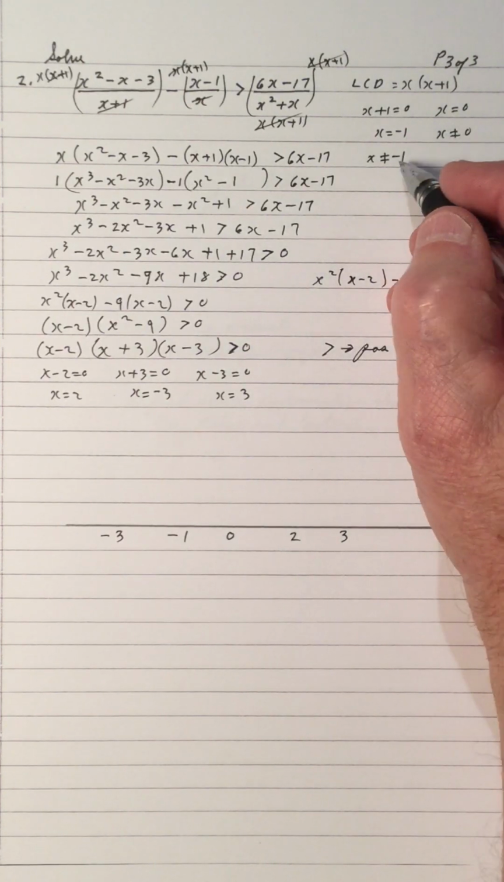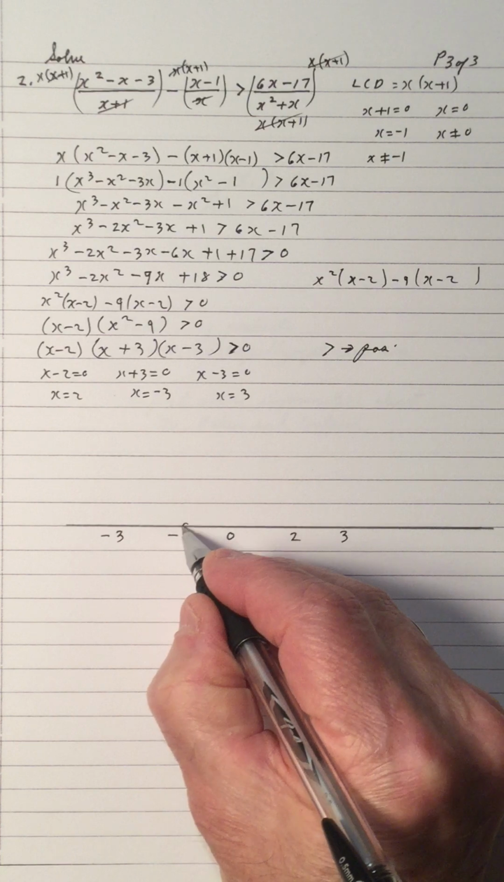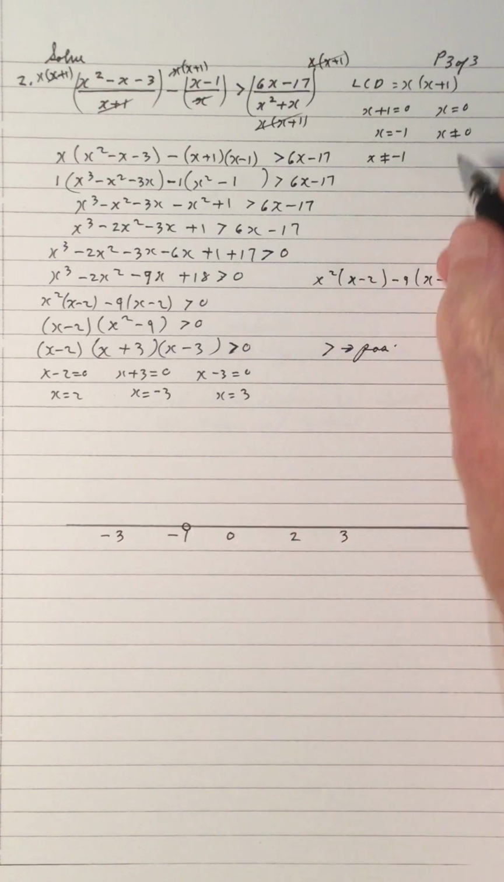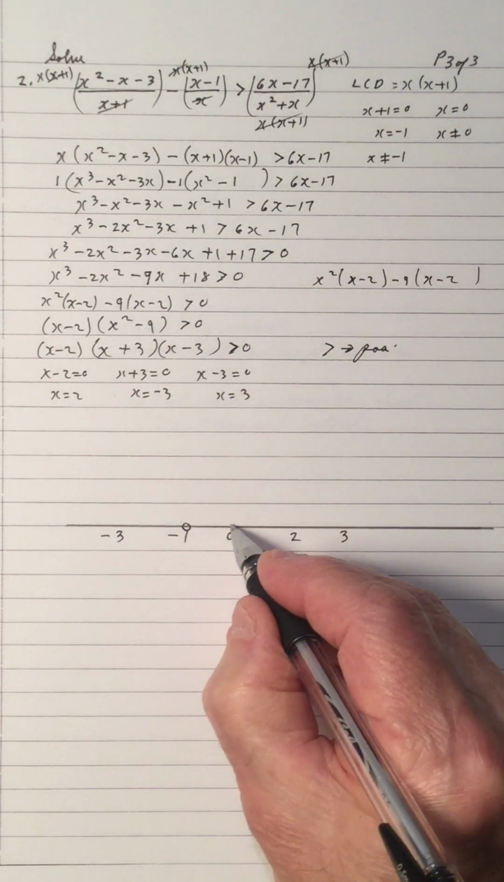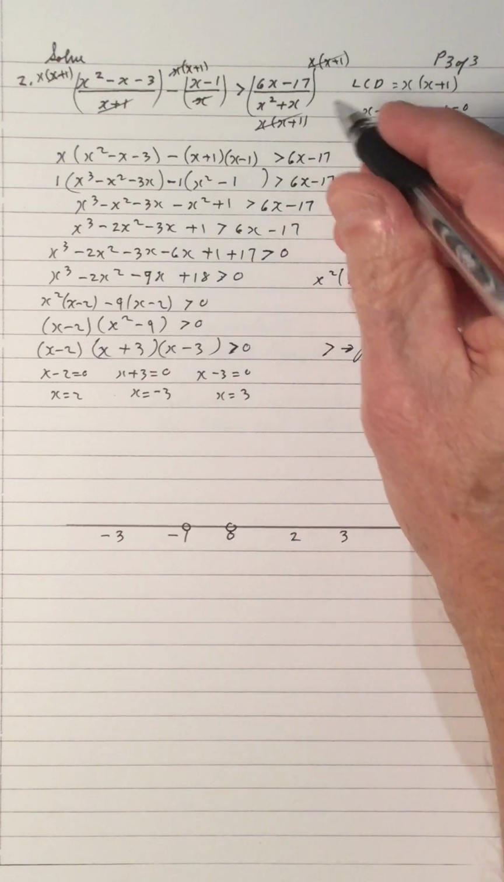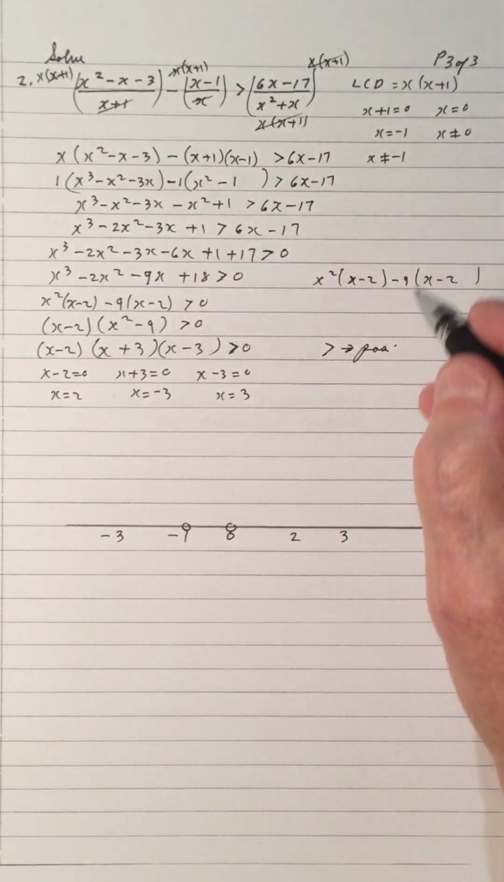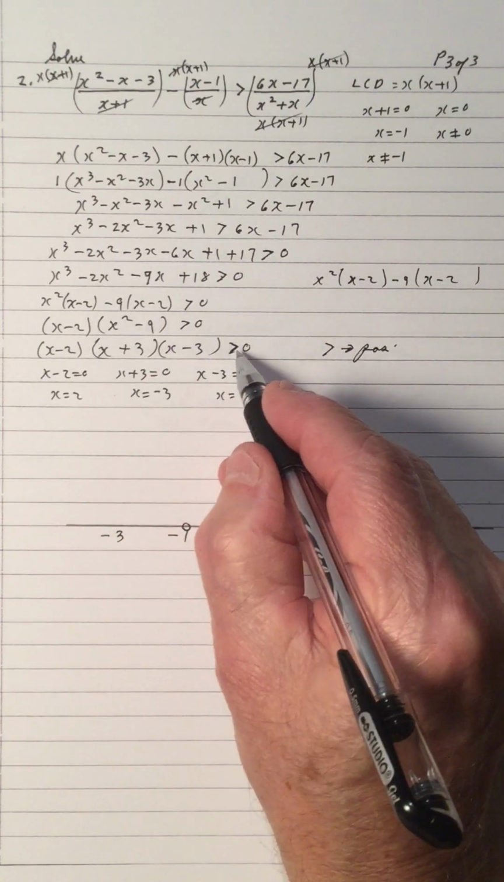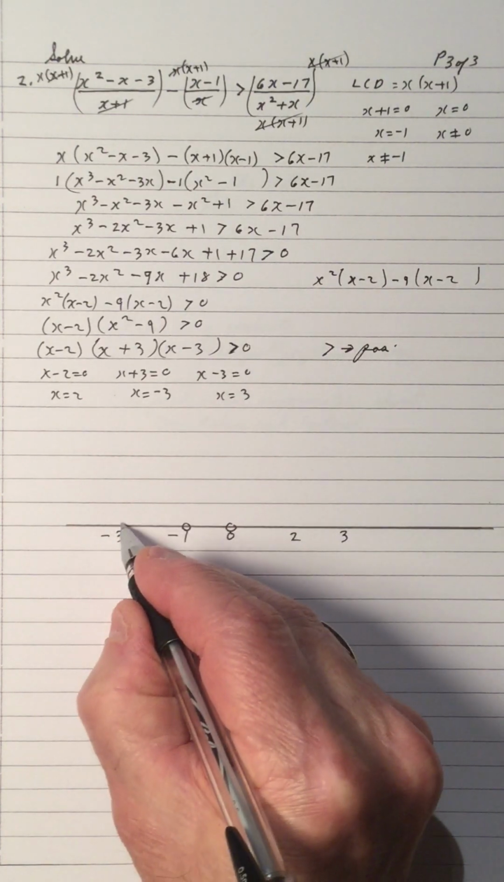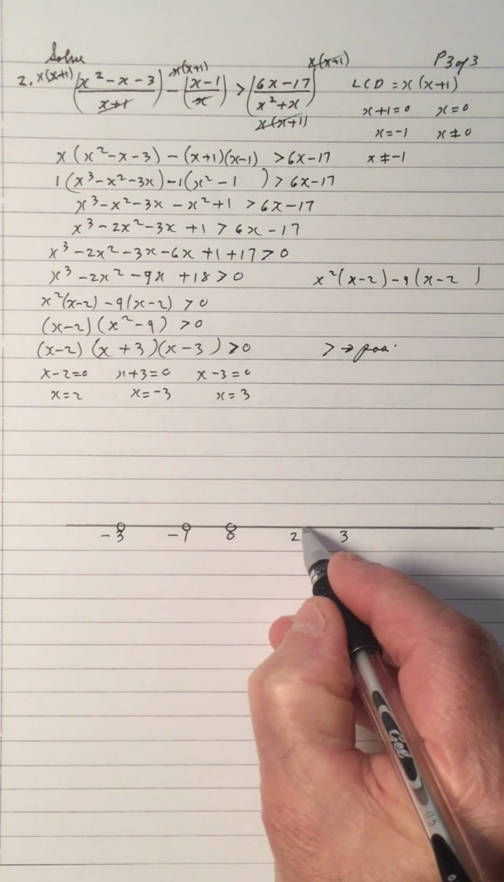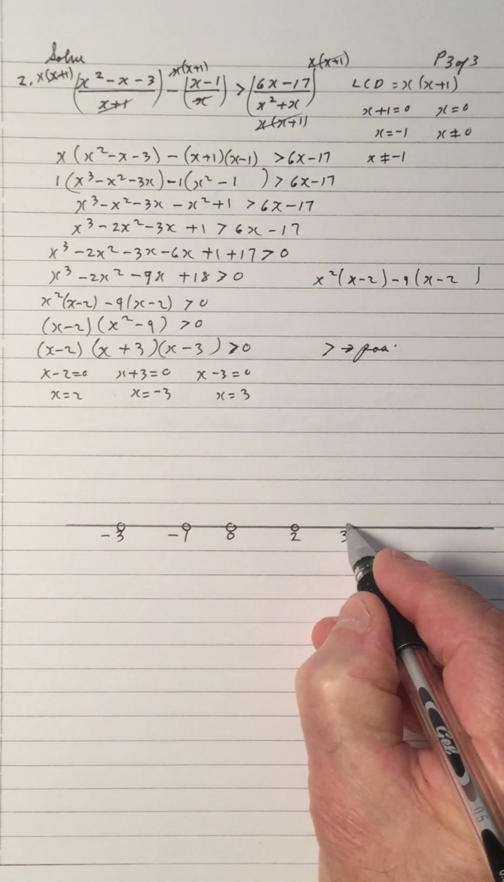Now, I cannot have negative 1, or I can't have 0, because they give the denominator equal to 0, and you can't divide by 0. I cannot have these because greater than is not equal to. So all of these integers are not included, so they're all hollow dots.